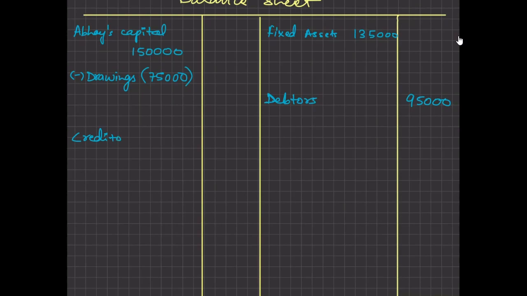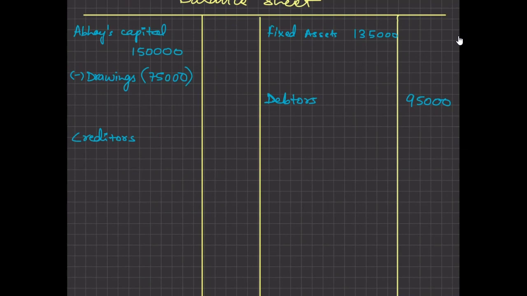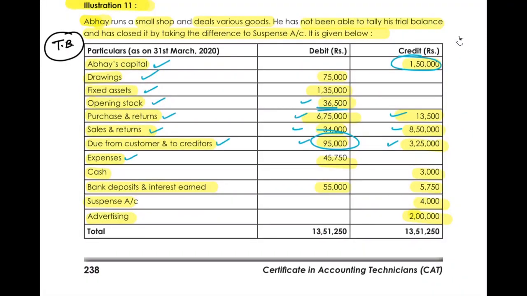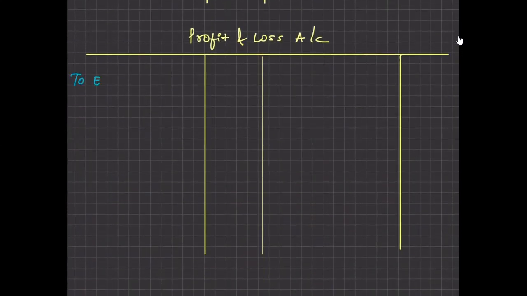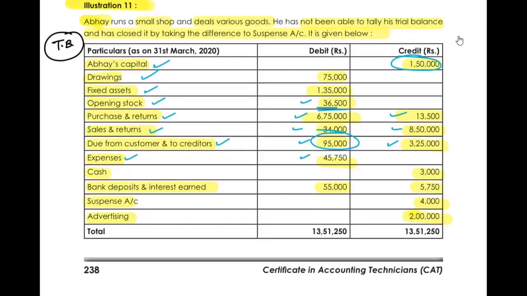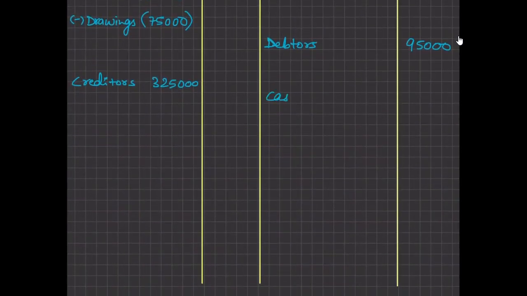And for creditors, we have some adjustments. So let's write it into the inner column, 3,25,000. Then we have expenses of 4,5,750. Obviously, that will go to your P&L, but it also has some adjustment. So let's put it in the inner column as well. Then we have cash of 3,000, and cash also has some adjustments. So cash 3,000.